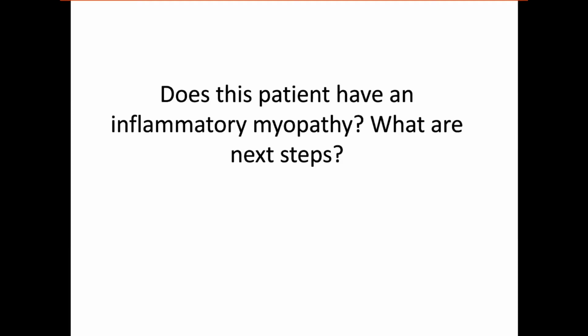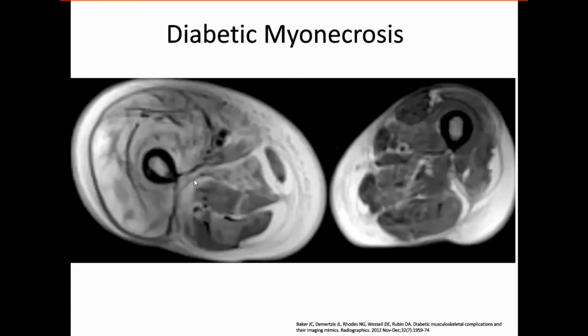So the team sent him down for a muscle biopsy and then called us. If I had seen this patient earlier, I would have said there's absolutely no point in sending this guy for a muscle biopsy. Again, think about what you expect to find. This guy does not have an inflammatory myopathy. This guy just had sudden onset of acute muscle pain on one side. This guy clearly had something called diabetic myonecrosis.